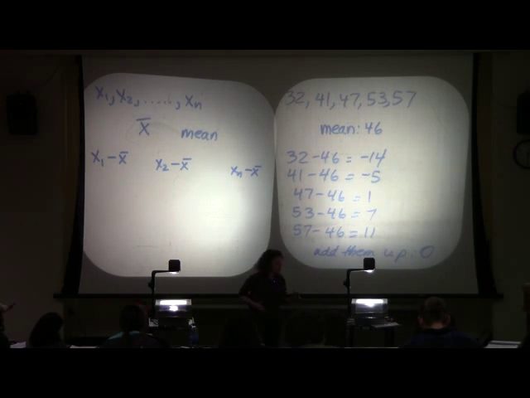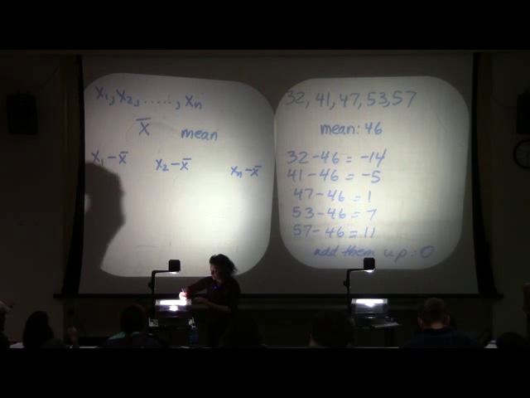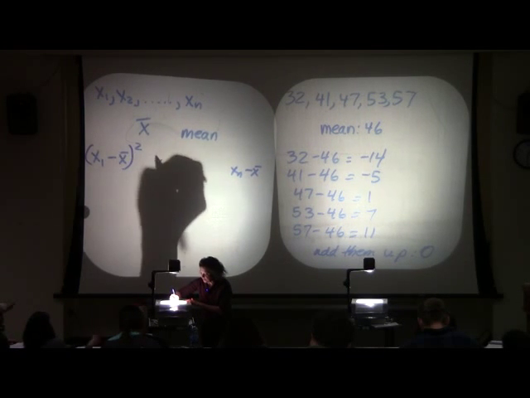All right. So what that tells us is, hey, we're on the right track, but these negatives got to us. So here's what we're going to do. We're going to square each of those terms.